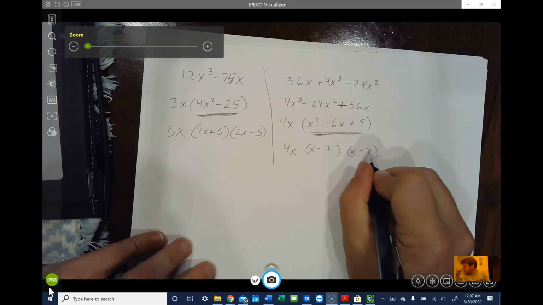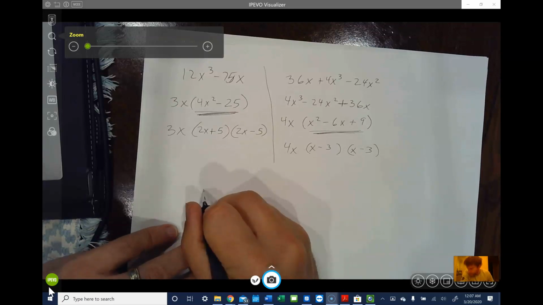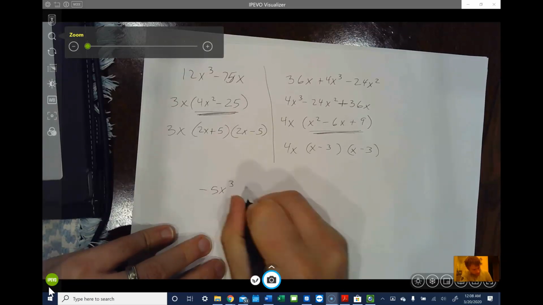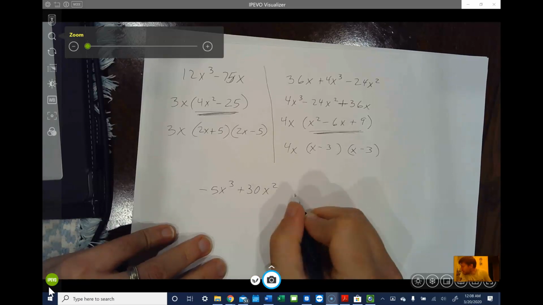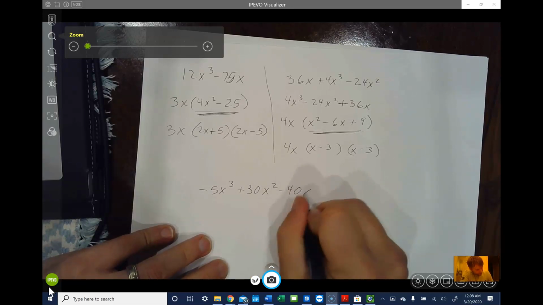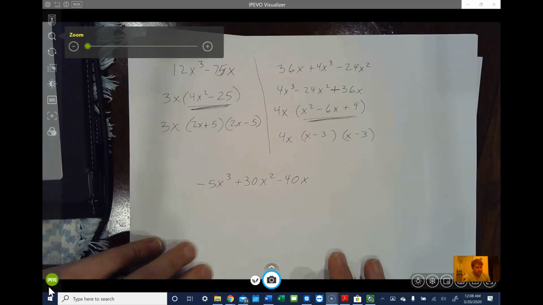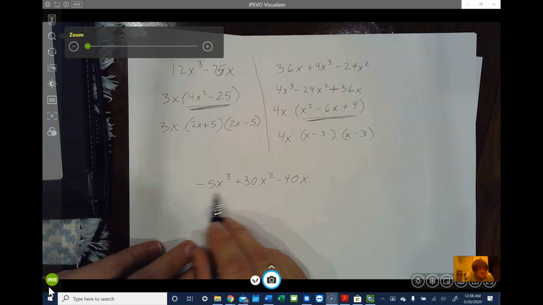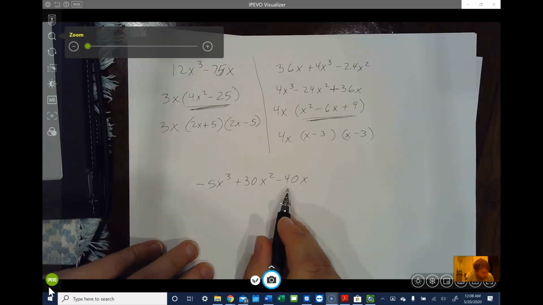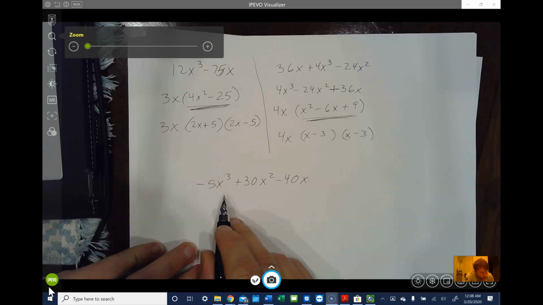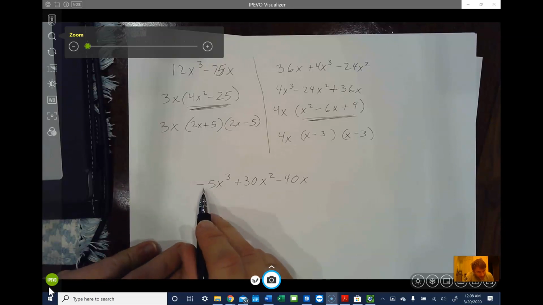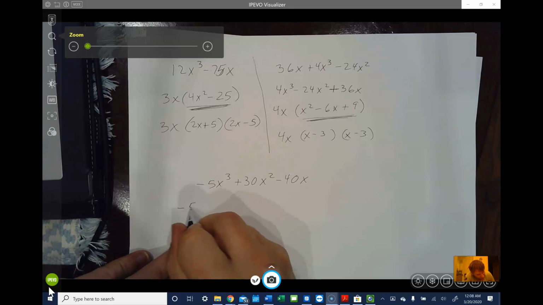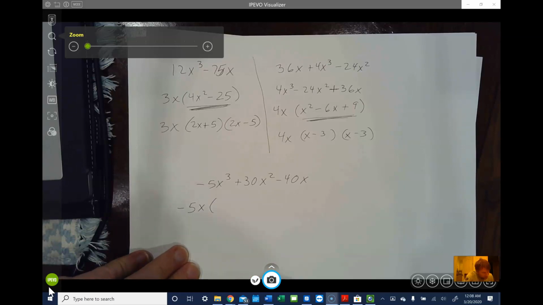Alright, one more thing to show you here. Alright, is there a GCF here? Yep, 5. And also an x. I'm taking out 5x. But here's the trick to this last problem. When your first term is negative, you're going to factor out the GCF as a negative. I'm going to factor out negative 5x instead of just 5x. When do I do that? Only when my first term is negative.